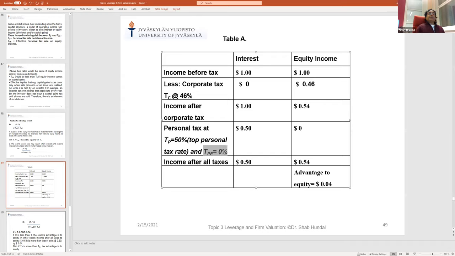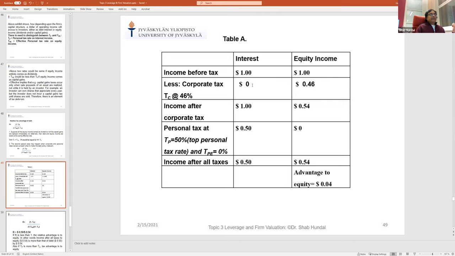There are some countries where if you are getting any dividend income, that income tax is almost 0%. Like in Singapore, the personal income tax which falls on share investment is, I don't know now, but some 7-8 years ago, and even more recently, it was 0%. So let's see what happens.